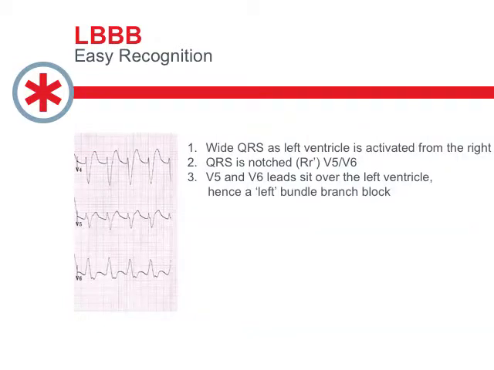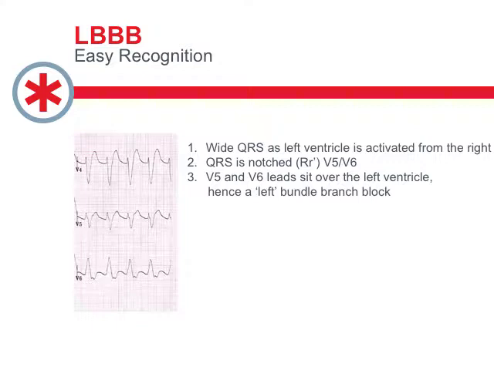So here it basically is, and how I remember it is you're going to have a wide QRS because your right ventricle depolarizes and then your left ventricle depolarizes. When I look laterally, particularly over at lead V6, I'm going to see this notched or slurred QRS complex.